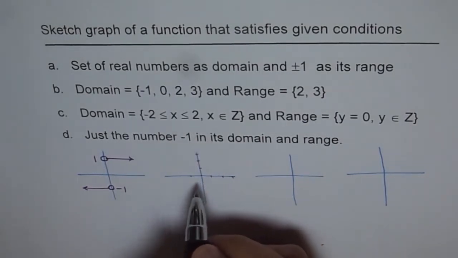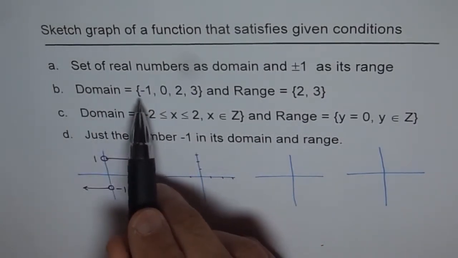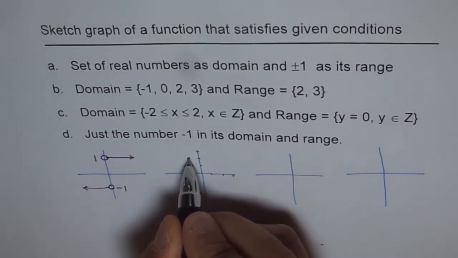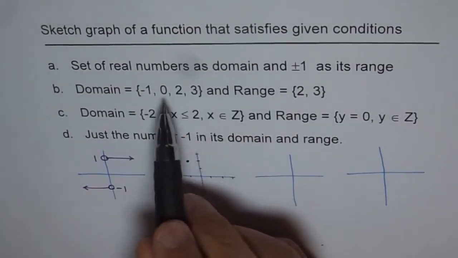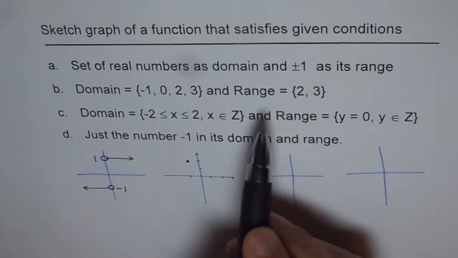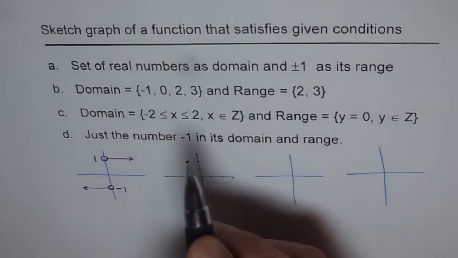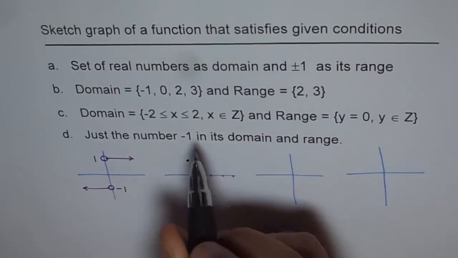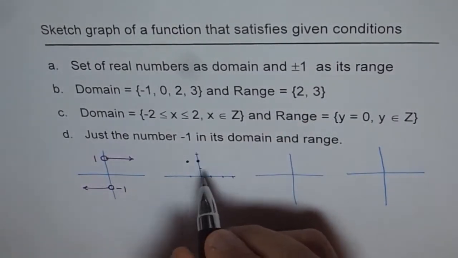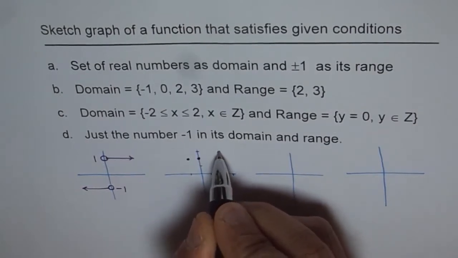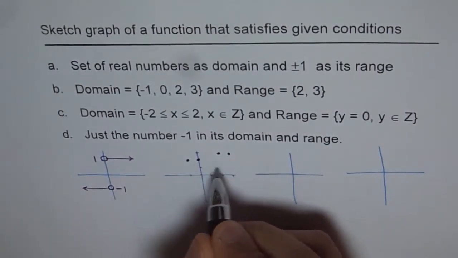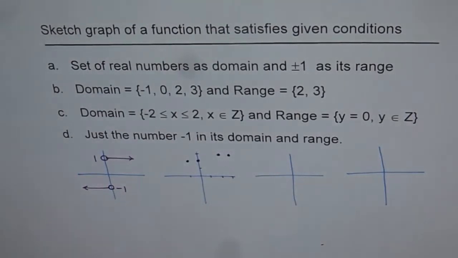So now we are doing B. -1, so we can say -1 and 2. So that could be one point. Now these are all individual points, right? And then we can have 0 and 2, for example, and then 2 and 3 could be a point, and then 3, 3 could be a point. So that graph satisfies the given condition.